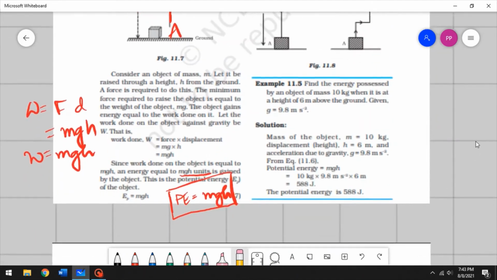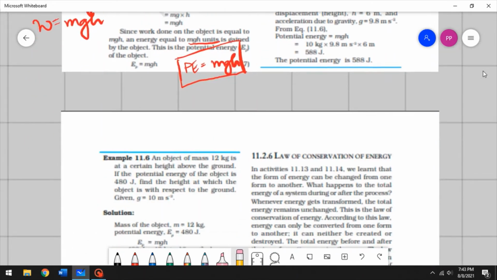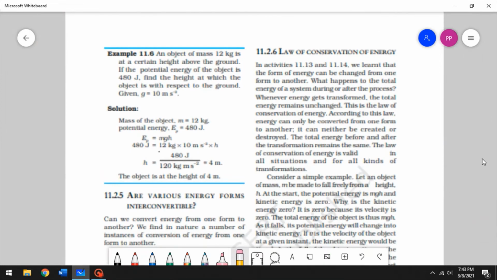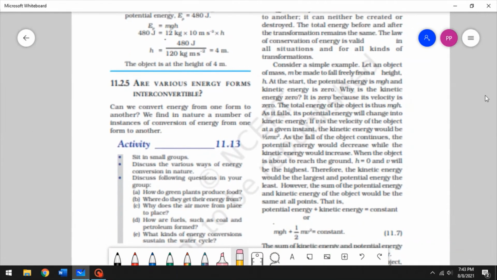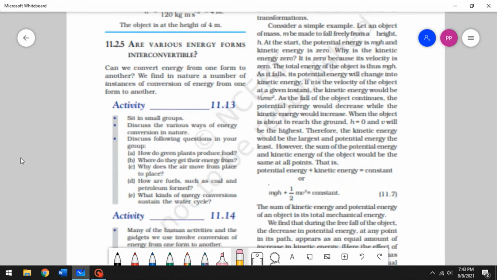So that's something to remember. There are two examples here, and then we talk about whether various energy forms are interconvertible. So can we convert energy from one form to another? Think about it. Pause this video and think about it. Can you transfer energy from one form to another?